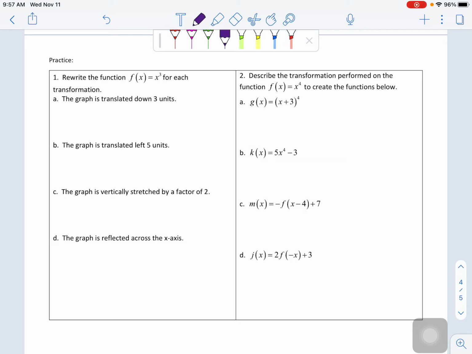So in the past couple of videos, we've talked a lot about transformations. I've got two practice problems at the end of the transformation sheet. And so that's what I'm going to do in this video is just go through those problems.